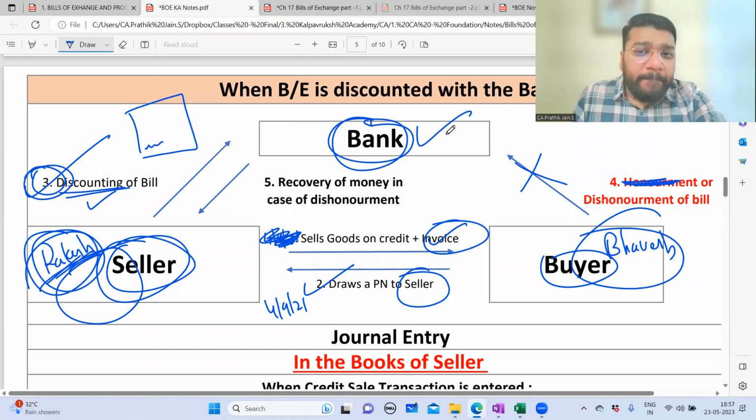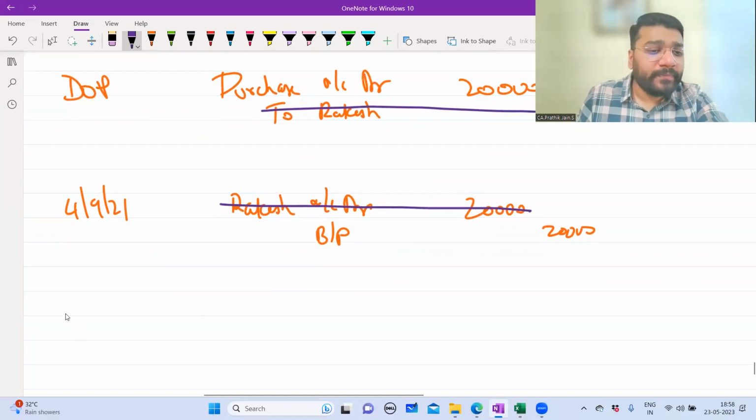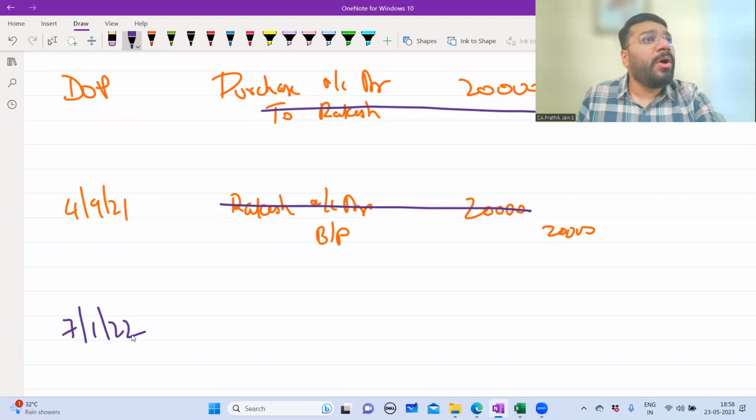Then banker is going and asking the amount from Bhavesh. Bhavesh is saying get lost. So there is a dishonourment. So fourth transaction is happening between banker and buyer. So can I say now buyer Bhavesh has to record the entry? So what is the due date? 7th of January 2022.